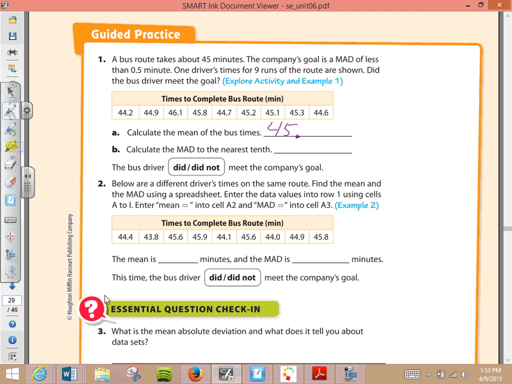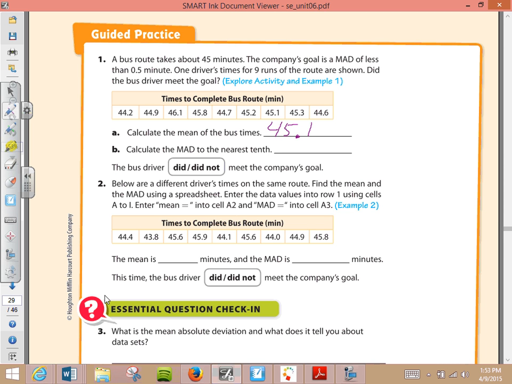45.1. That is the mean of the actual times, right? Well, that's just a time. And then to find the MAD, what do you have to find first? 45, that's fine. Okay, so what do you do? But by the way, if you're not told to round, don't round.